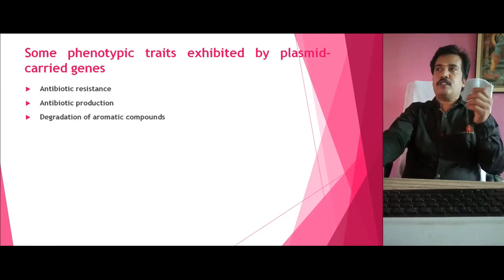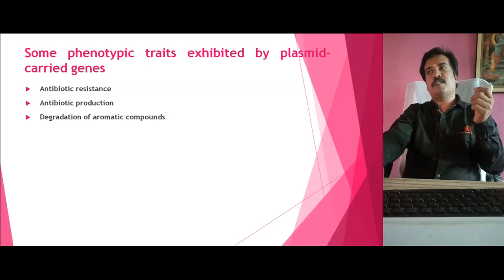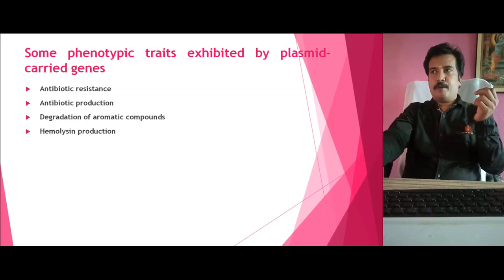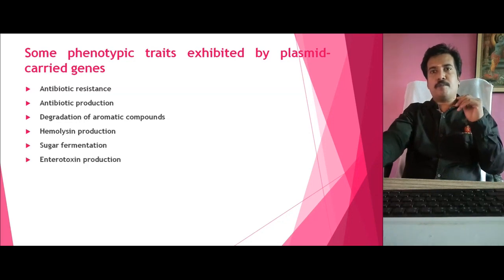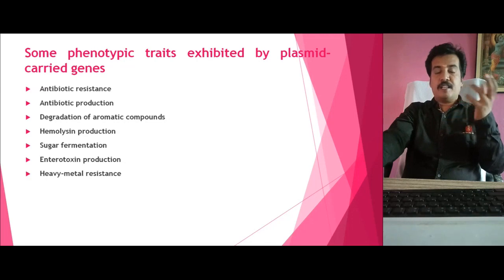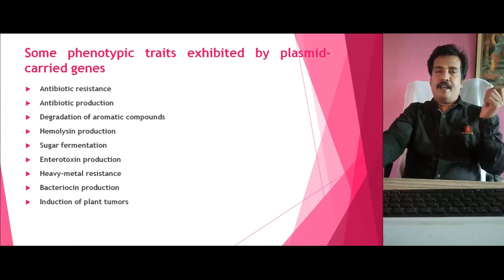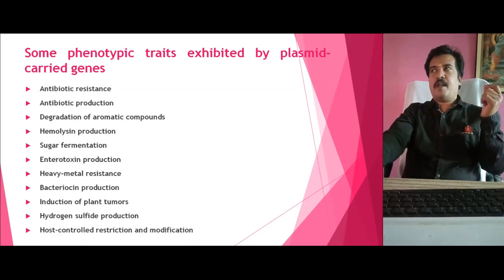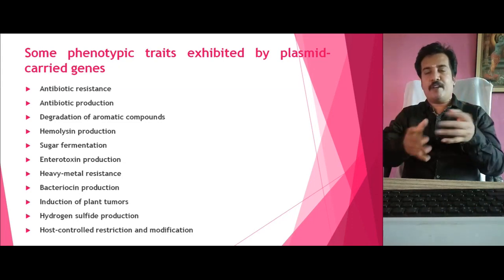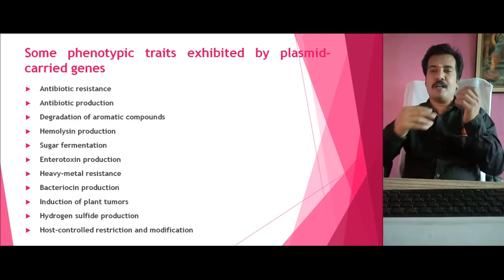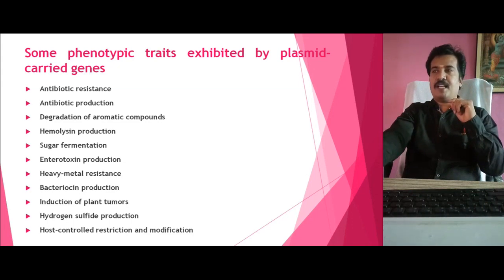Third, it also causes degradation of aromatic compounds, hemolysin production, some cause sugar fermentation, and some cause enterotoxin production. Some are resistant to heavy metals, some cause bacteriocin production, some cause induction of plant tumors, and lastly certain ones produce hydrogen sulfide. So these are the various phenotypic traits in which a plasmid can exist. These phenotypic traits generally function as biomarkers for the identification of the cloned plasmid.